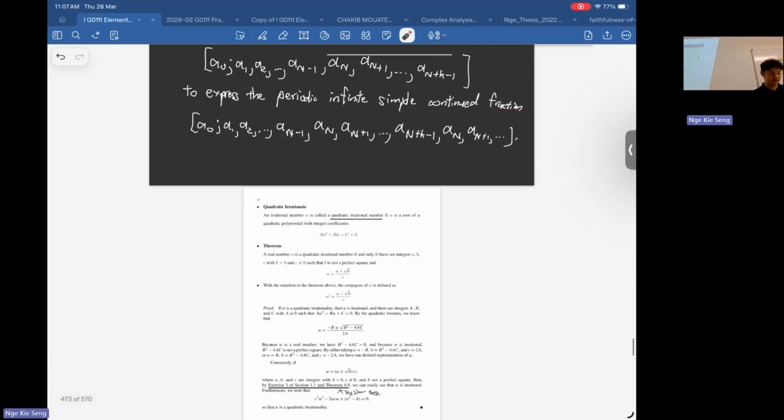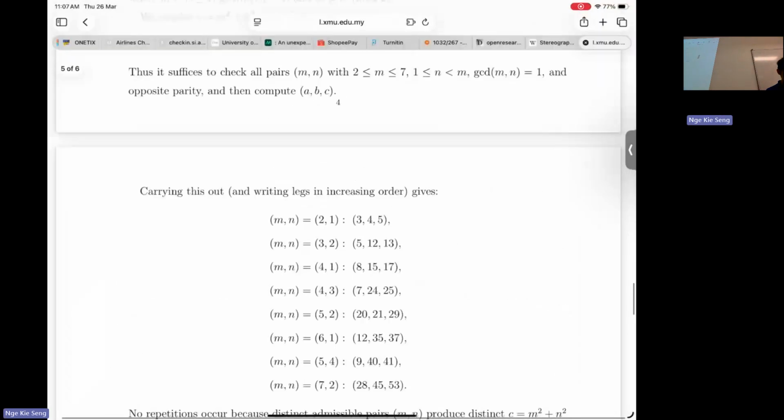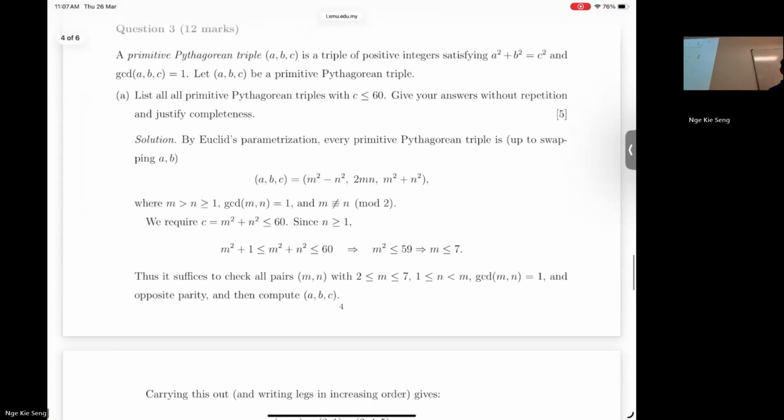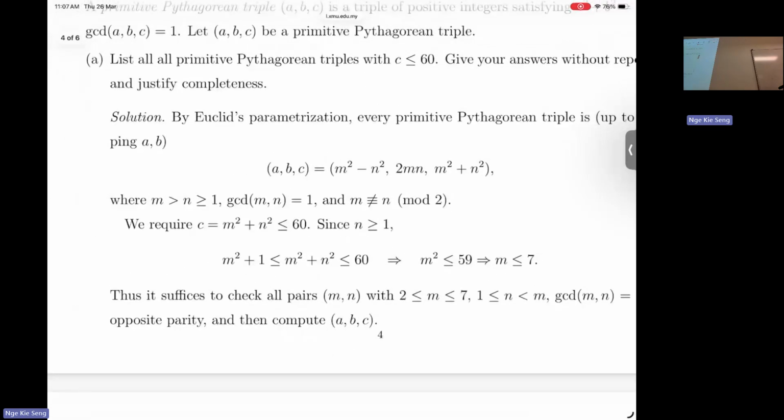Just see what they did. I think it's very similar, but justify the completeness. See how they justify. So they use these two numbers here, m and n, to control these three numbers here, like what we discussed yesterday.